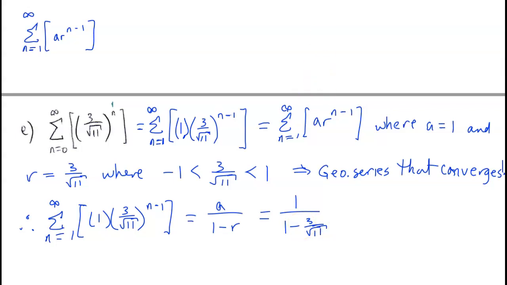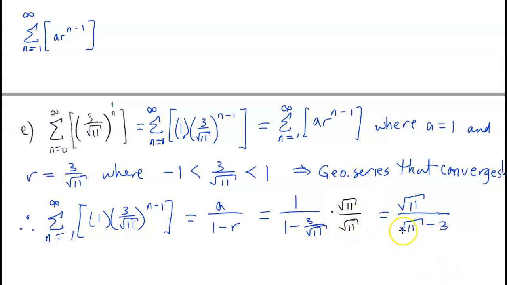So here, we can multiply both the numerator and denominator by square root of 11, just to make this look a little bit nicer. And this will be square root of 11 over square root of 11 minus 3. And so this will end up being that sum.